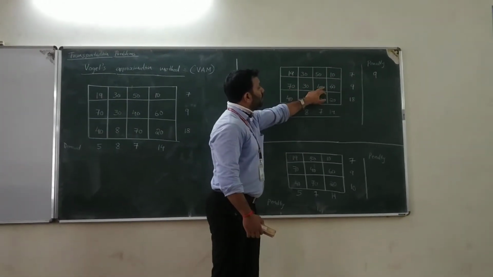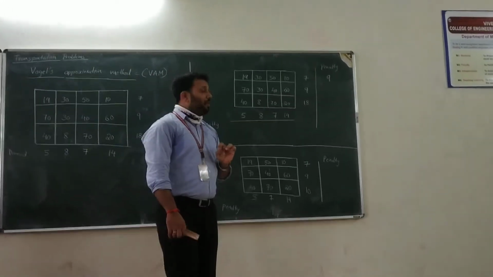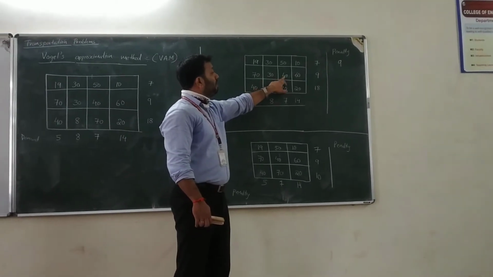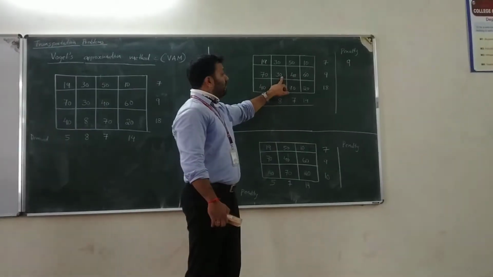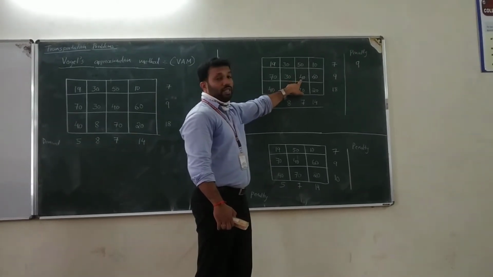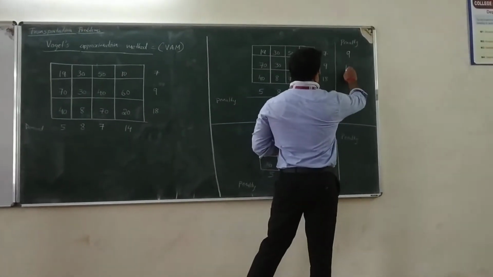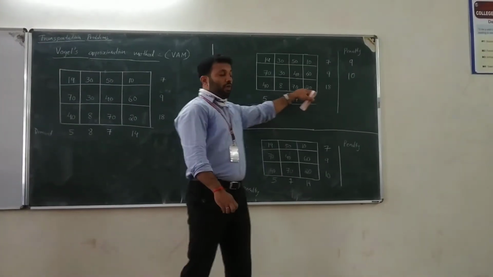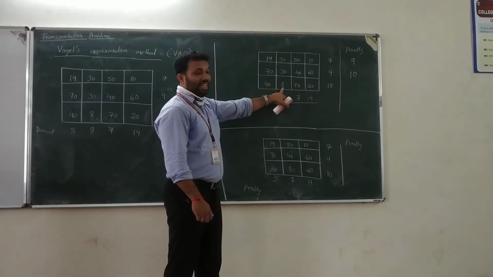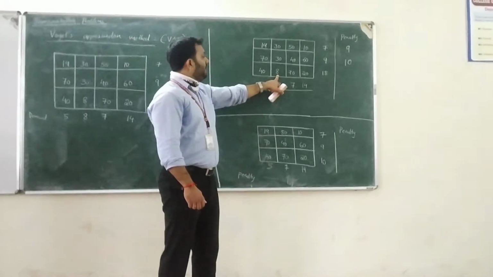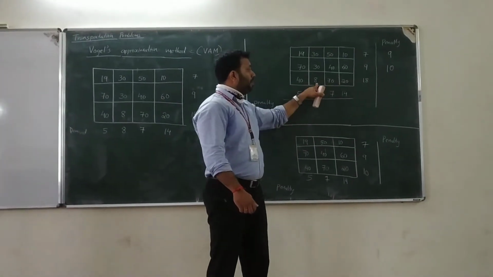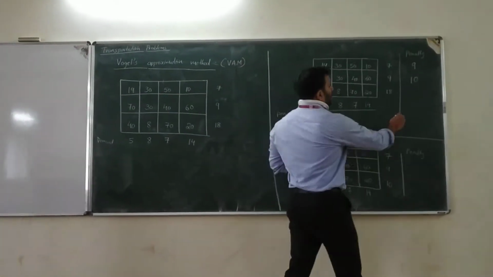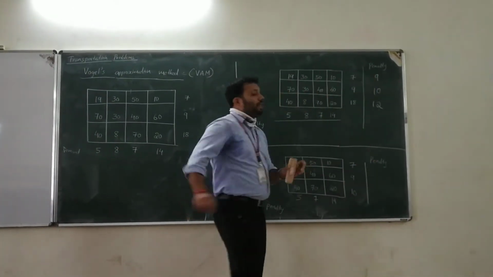In a similar way, for 70, 30, 40 and 60, the minimum cost is 30 and the very next nearer cost to that minimum is 40. So the penalty is 10. Now in the next row, the minimum cost is 8 and the very next cost nearer to that is 20. The difference of 20 and 8 is 12, so that is my penalty. Writing the penalty as 12.